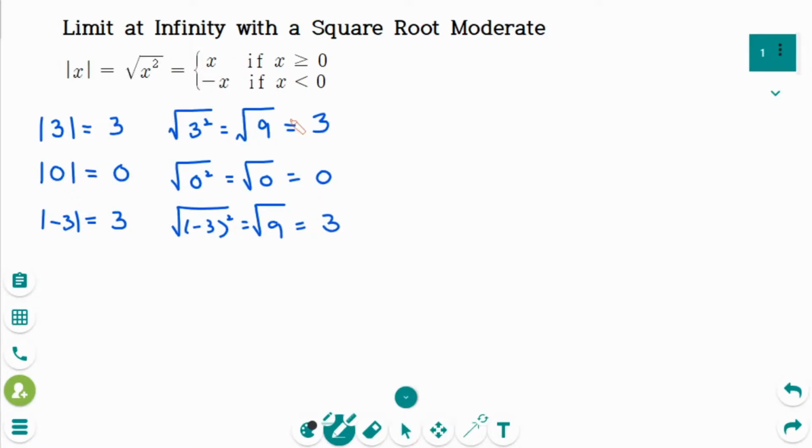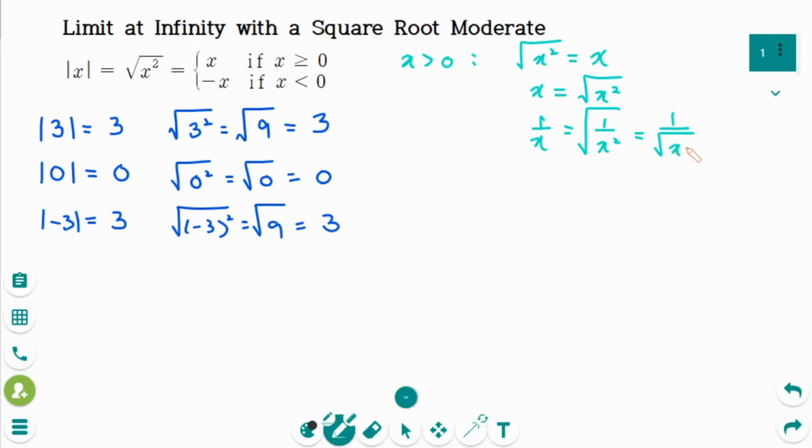Think about it this way. If x is positive, causing x to approach infinity, then square root of x squared is x. Here, if we switch sides to focus on x, then x equals square root of x squared. Creating the reciprocal form, 1 over x equals square root of 1 over x squared.